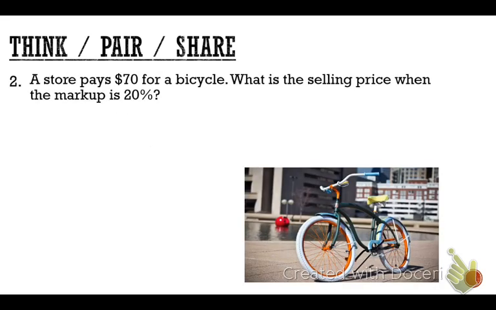Okay, so here we go. Once again, I saw a lot of people who really got the right answer, a few other people who messed up on a tiny part. So here's the deal. A store pays $70 for a bike. What's the selling price when the markup is 20%?